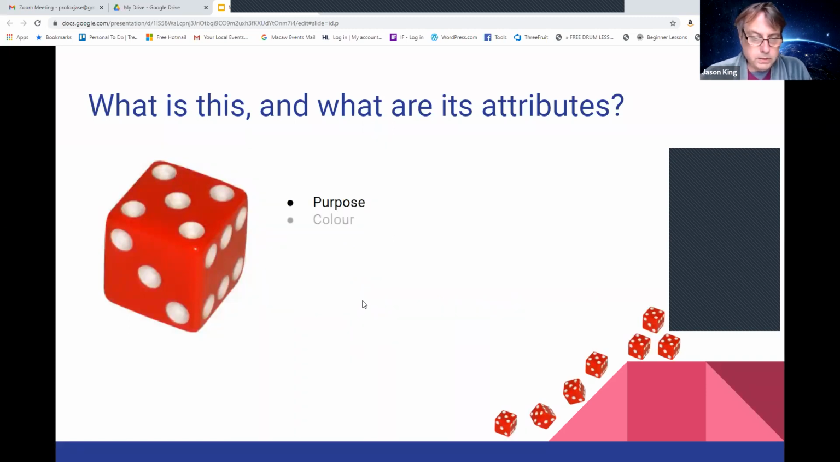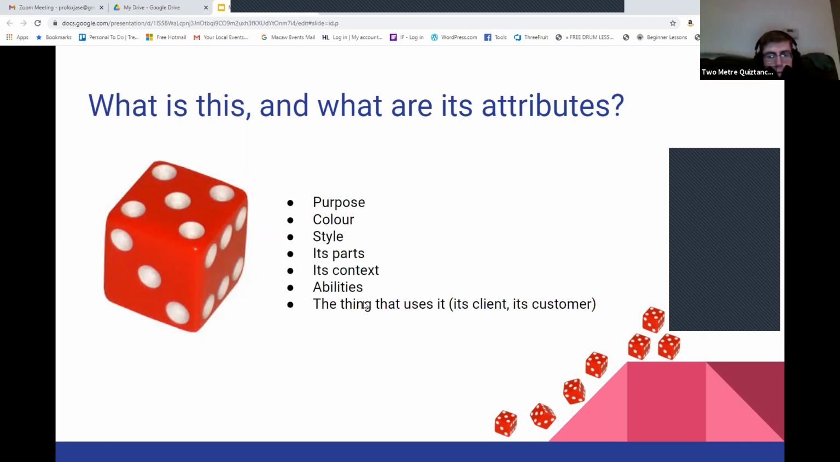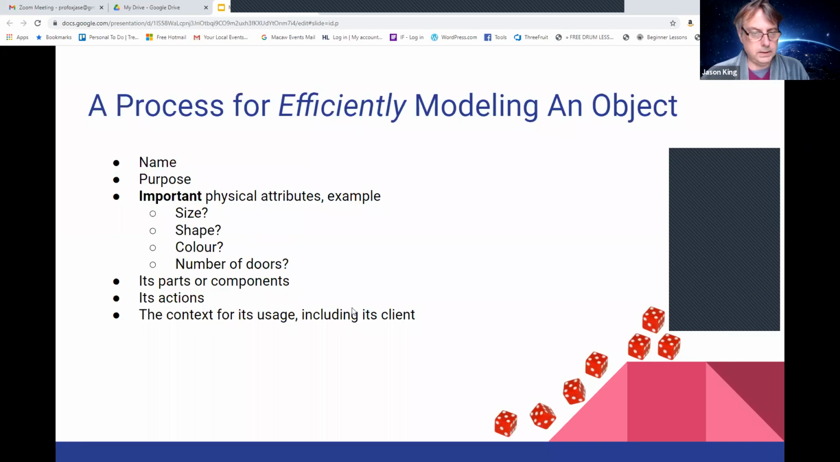So let's go through this. Didn't we just do this? Yeah, we did. Okay, I've got a duplicate slide. Okay. So having looked at the shoes and having looked at the die, here's a process for efficiently modifying an object. We need a name for it. Makes sense. You don't just keep calling things thing, do you? We need to know what its purpose is. We need to know its physical attributes.